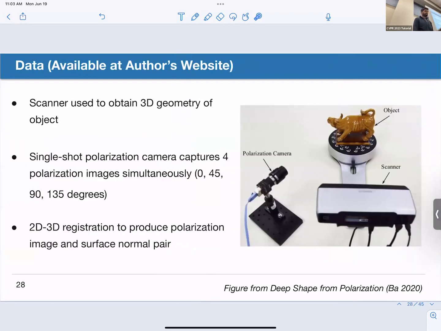The data is available at the author's website. Basically, a scanner is used to obtain 3D geometry, a single shot polarization camera, not unlike what colleagues were talking about earlier, and then some classic computer vision 2D-3D registration.